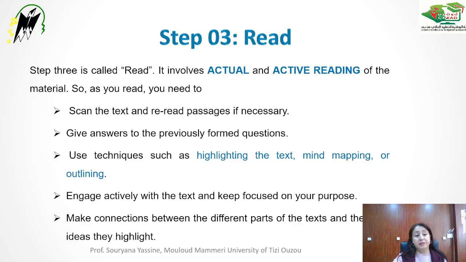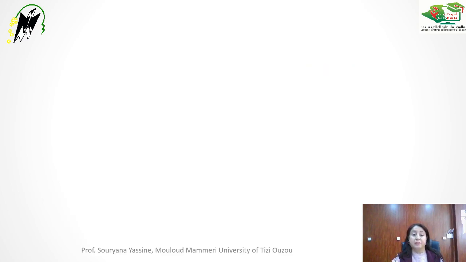Step 3, read. Step 3 is called read. It involves actual and active reading of the material. So, as you read, you need to scan the text and reread passages if necessary, give answers to the previously formed questions, use techniques such as highlighting the text, mind mapping, or outlining. Engage actively with the text and keep focused on your purposes. Make connections between the different parts of the text and the main ideas they highlight.